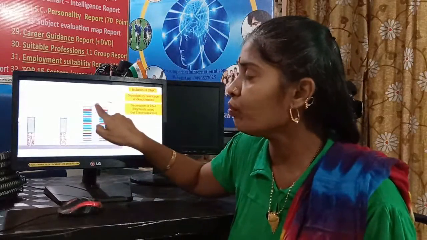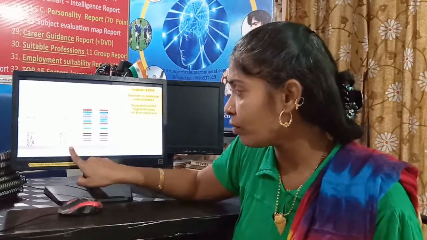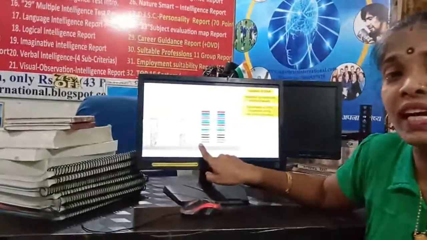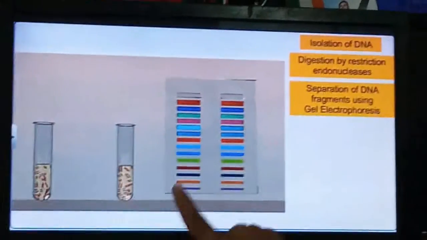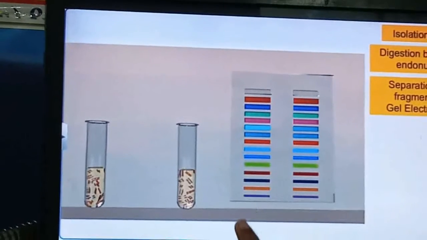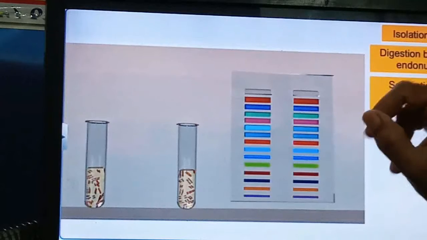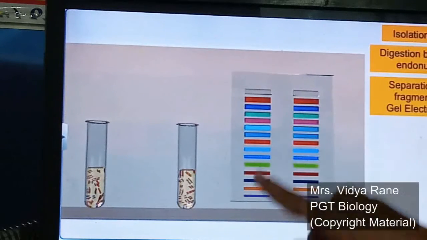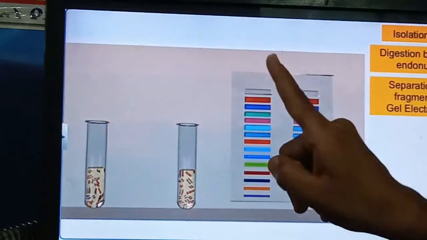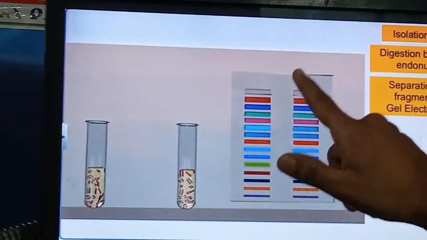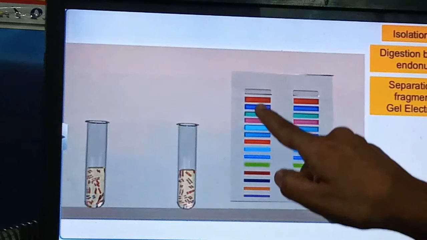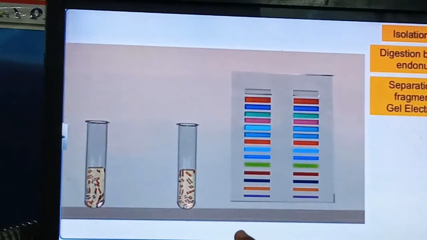As you know, DNA is negatively charged, right? So this end of the gel electrophoresis will be attached to the negative charge, and this end will be attached to the positive end, right? This is the negative end, this is the positive end, and the DNA is also negative. Whenever we switch on the current, the circuit will be complete and the current will flow. So automatically, the negatively charged DNA will start to flow towards the positive charge, right?